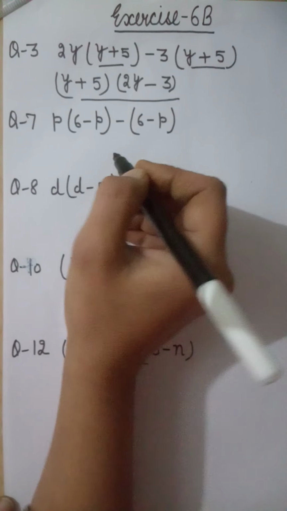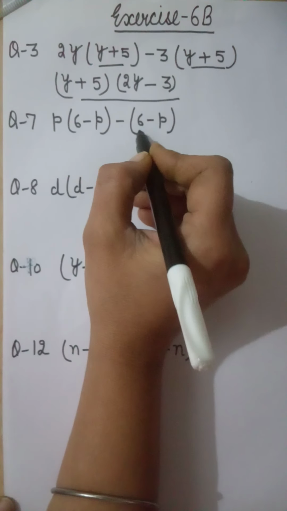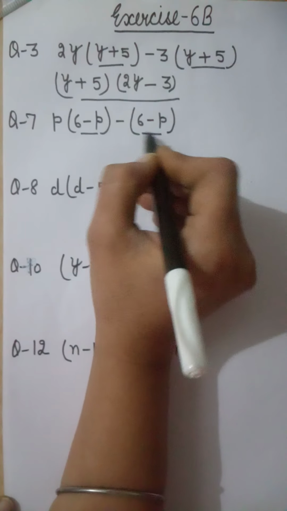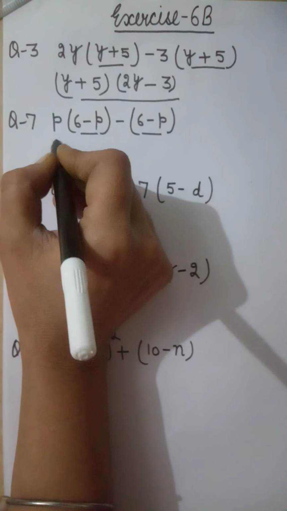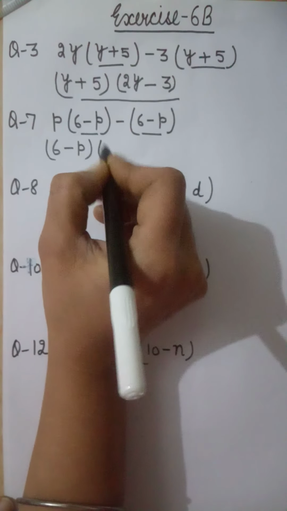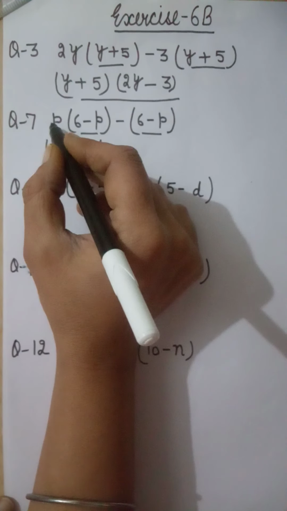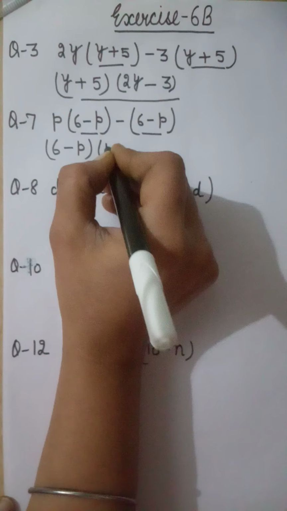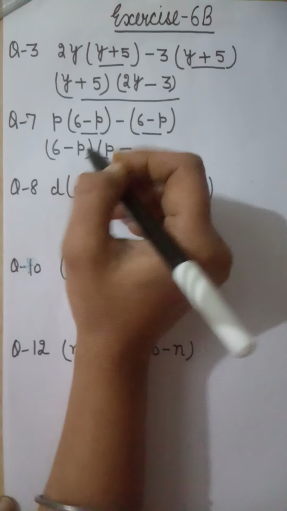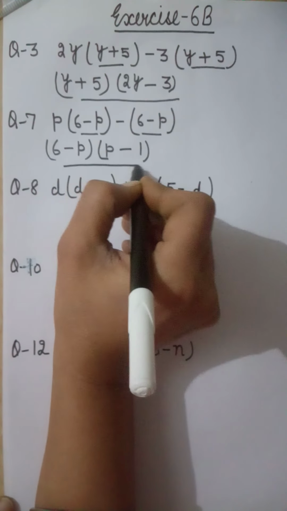Question number 7. Now p(6 − p) − (6 − p). Now 6 − p and this 6 − p, this is common in both the brackets. So we will write here (6 − p) as common. Then (6 − p) divided by (6 − p), 1. Now we are left with this p. Minus (6 − p) divided by (6 − p), we are left with 1. So this is the answer.